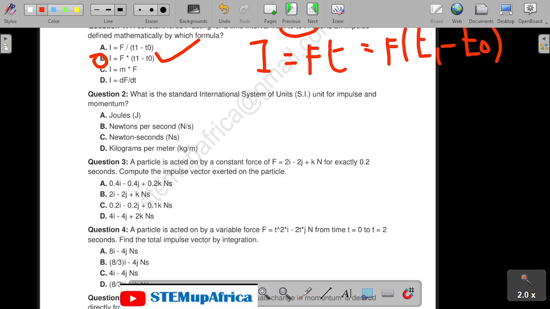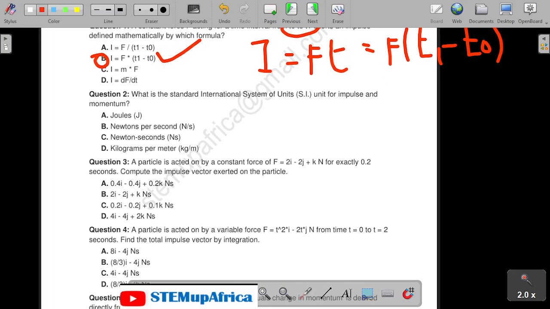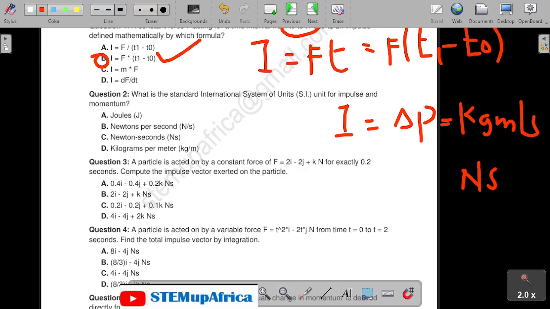What is the standard SI unit for impulse and momentum? They are the same. Impulse is also called change in momentum, and momentum itself is kilogram meter per second. Therefore impulse can also be kilogram meter per second or Newton seconds, for both of them as the case may be. So the answer is option C.